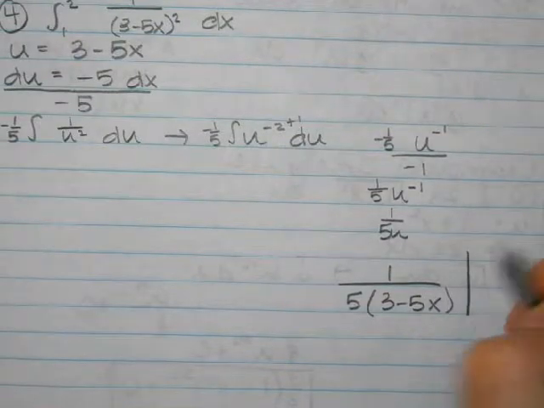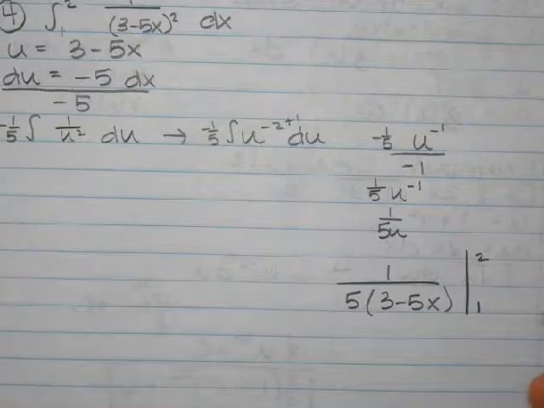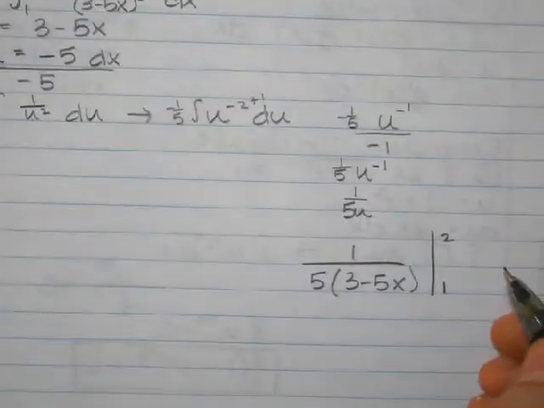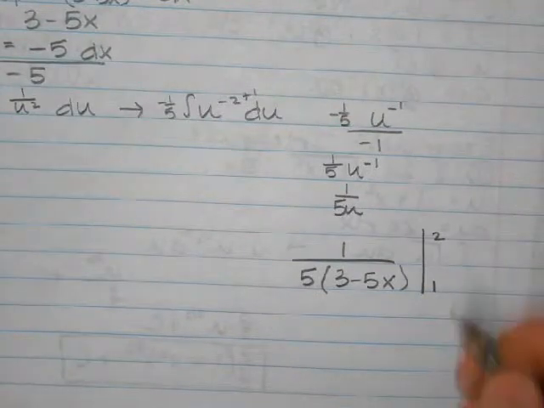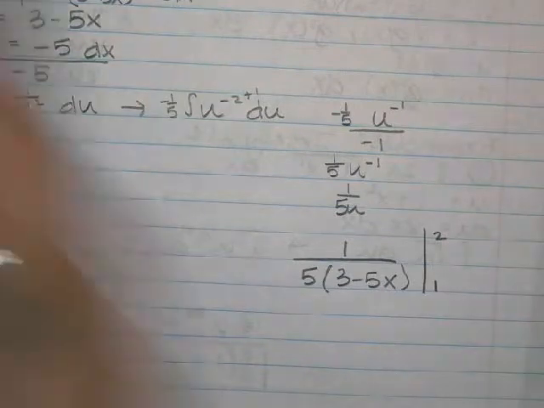And now if we want to evaluate it from 1 to 2, we can. Because I've written it so that I'm plugging the 1 and the 2 in for an x, which is how the original problem was written. All right, so go ahead and figure out what that should be. We're going to plug the 2 in first and see what we get for 2.